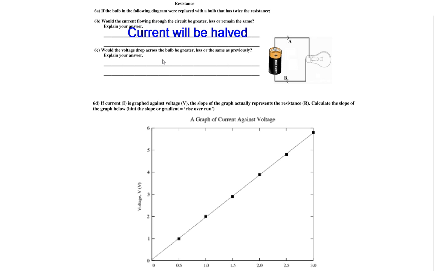So what would the voltage drop be across this bulb? How would that be affected? Would the voltage drop across the bulb be greater, less, or the same as previously? So let's pretend for a moment, we're just going to pull a value out of our heads and pretend that this battery is 12 volts. Now most of the cylindrical cells that look like this, your AA, your C and your D size batteries are actually 1.5 volts. But let's just pretend this one here is 12 volts.